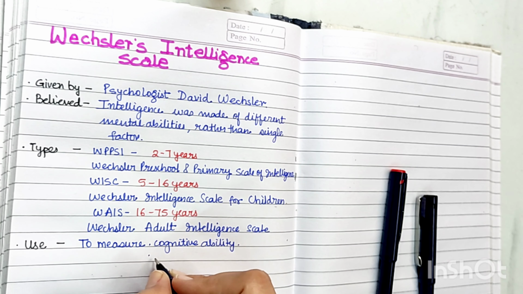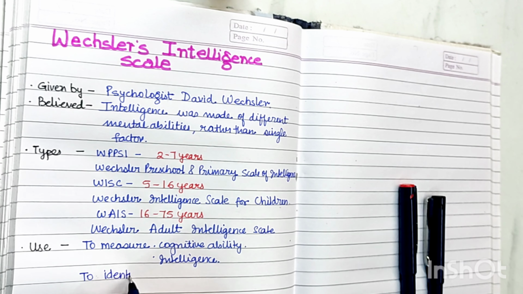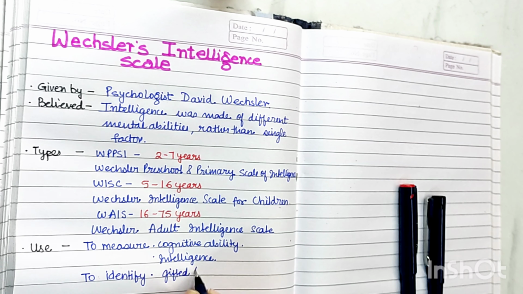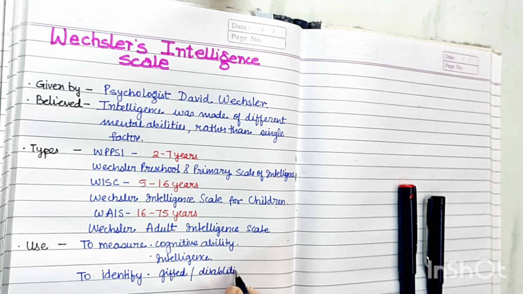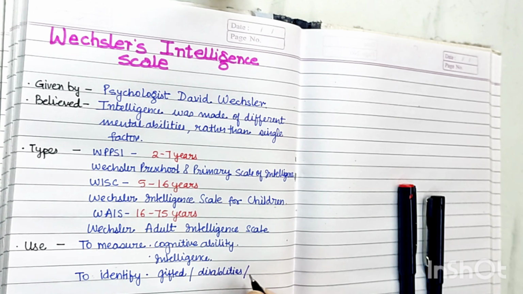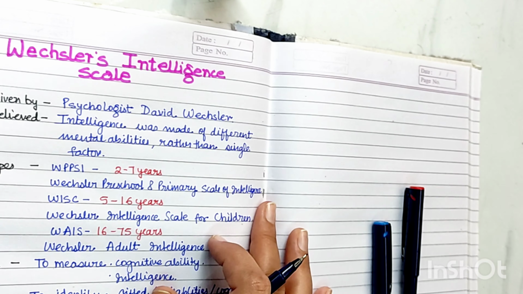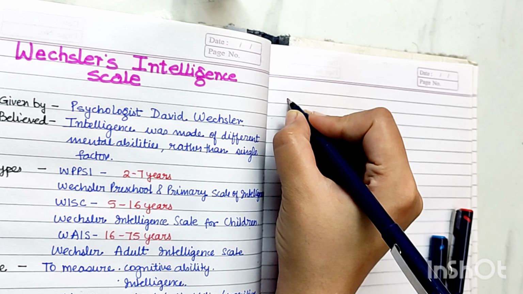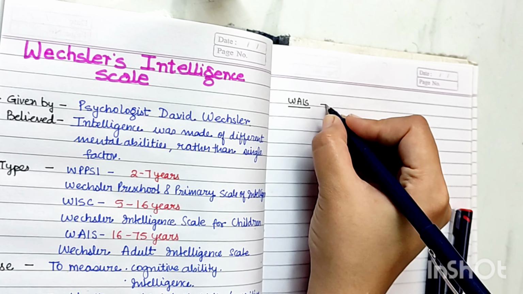Now, what is the use of this scale? Basically, the test measures the cognitive abilities and the IQ of a person or a child. And besides, this test also helps to identify whether a child is a gifted learner or has learning disabilities. Now let us discuss in detail each of these types.